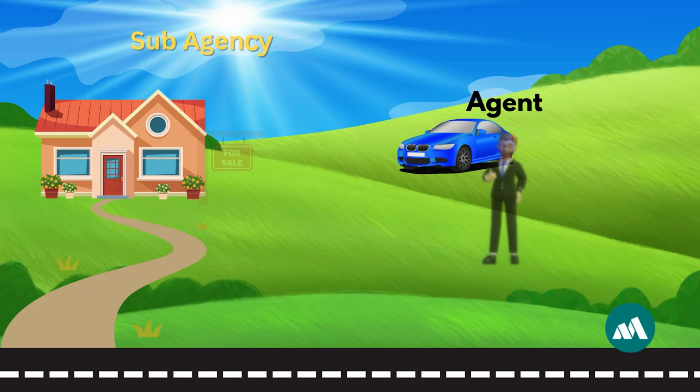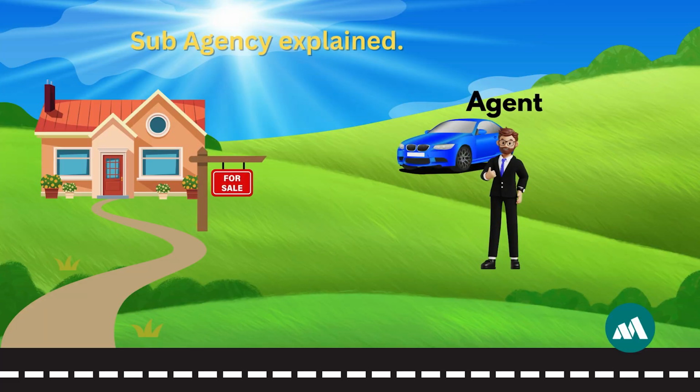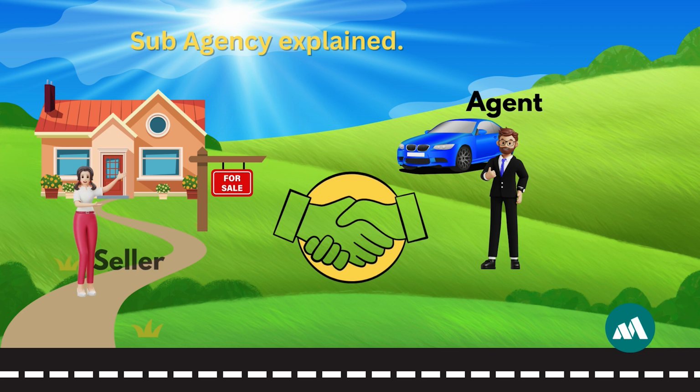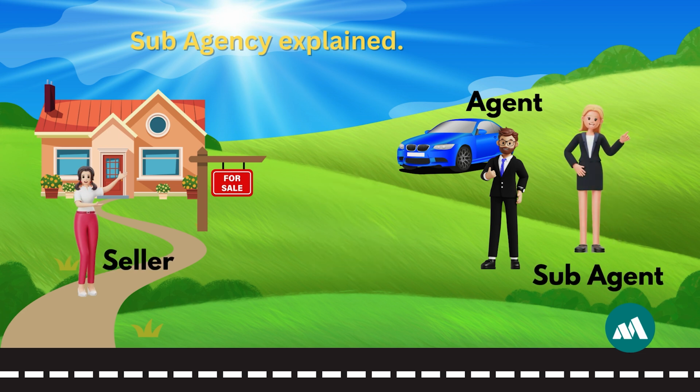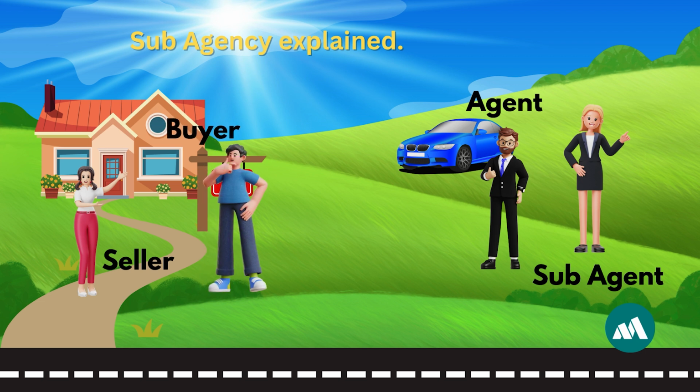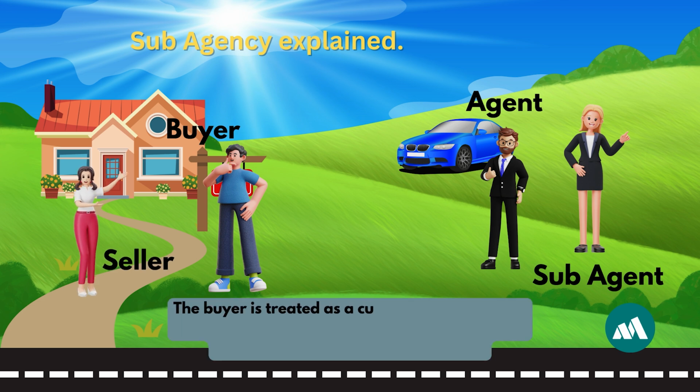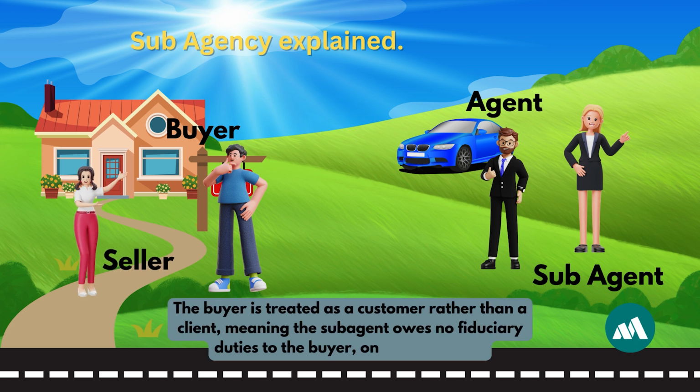A property is listed by a listing broker under an agreement with the seller. Another broker, known as the subagent, works with potential buyers but still represents the seller's interests. The buyer is treated as a customer rather than a client, meaning the subagent owes no fiduciary duties to the buyer, only to the seller.